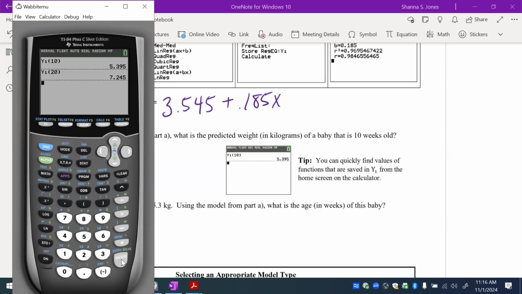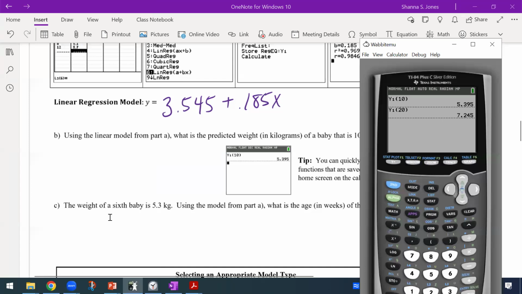Cool? All right. The next part is using this. It says, what is the weight of a six baby is 5.3 kilograms. That's a weird way of wording that. A 6-week-old baby, I think is what it's saying. Okay, I didn't write the word problem. I'm going to lie to y'all, that is really worded really weirdly.